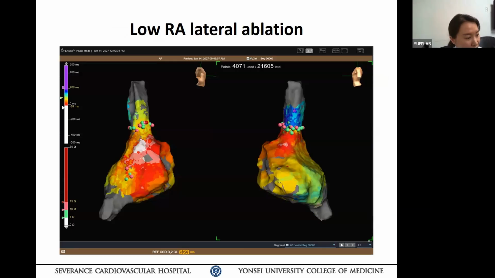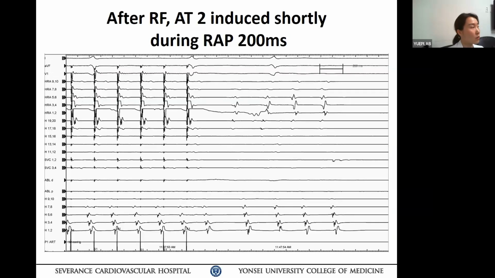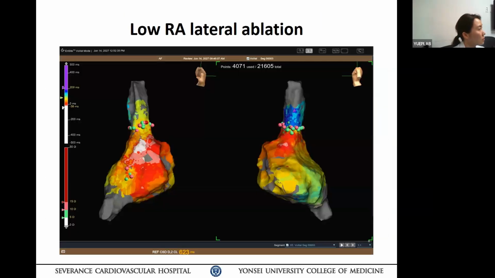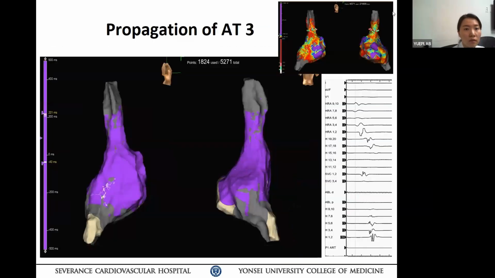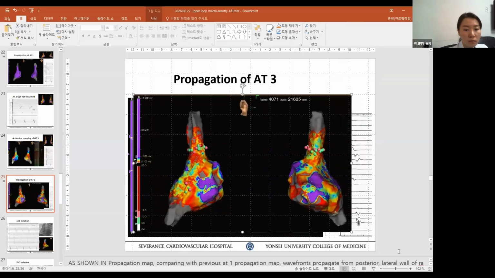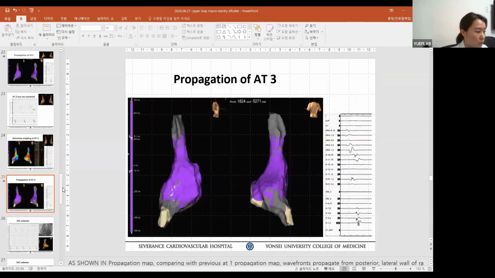Okay, so SVC and the lower part of the circuit. And do you have a voltage map here? Can we make a line from this lower part of the circuit to the IVC and still terminate the tachycardia? It's possible, but it is an extensive lesion. So that's why I would like to see the voltage map. I would like to see it side by side with the LAT map. Oh, don't change it.